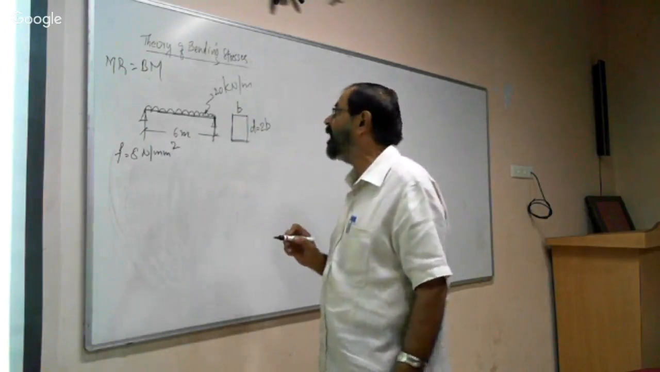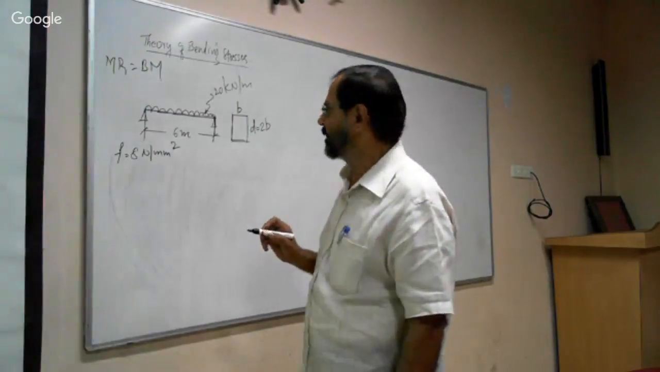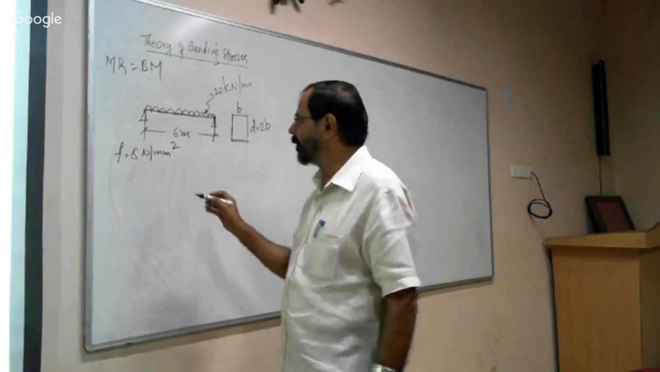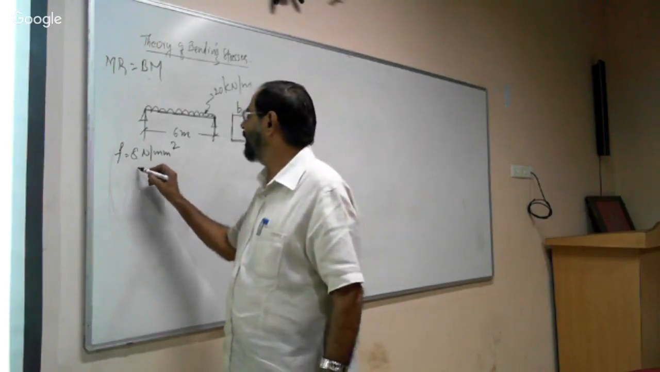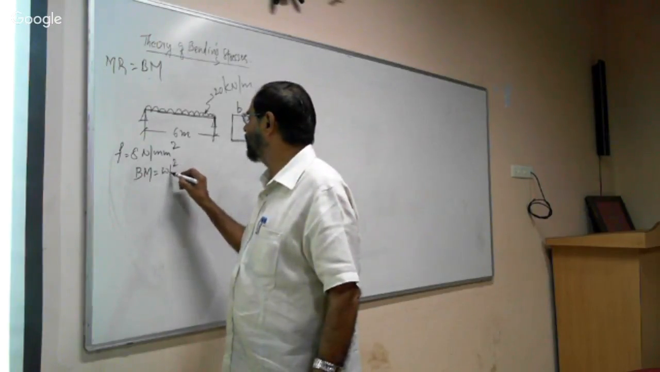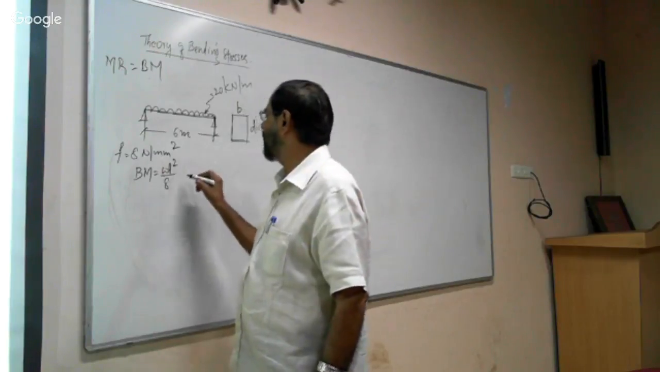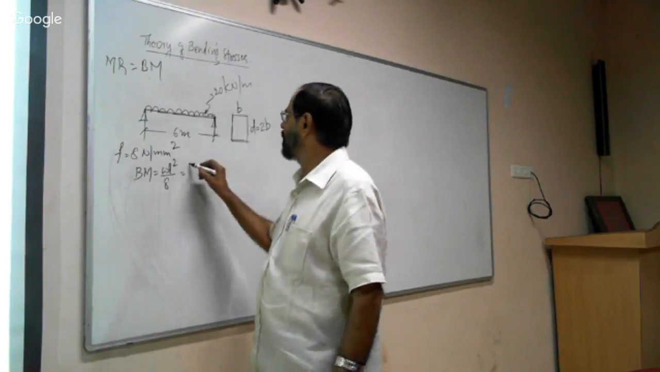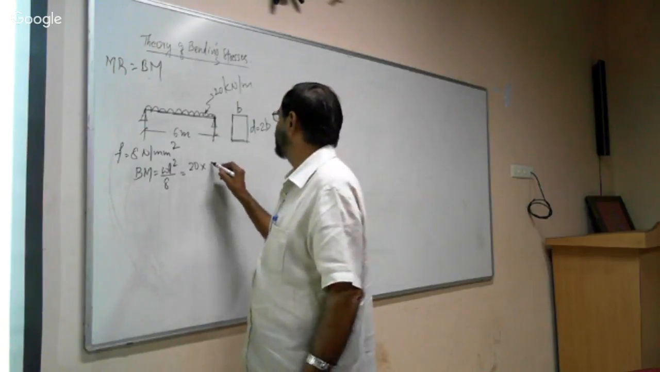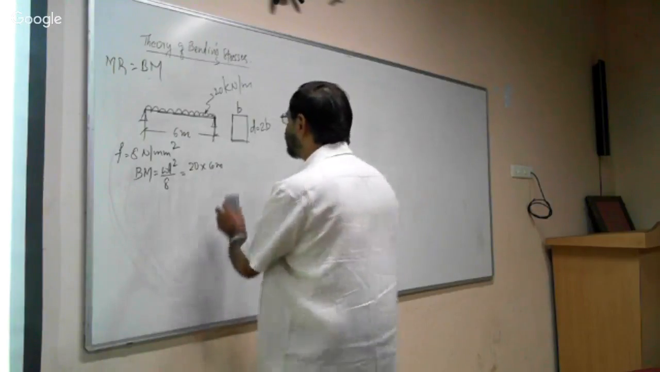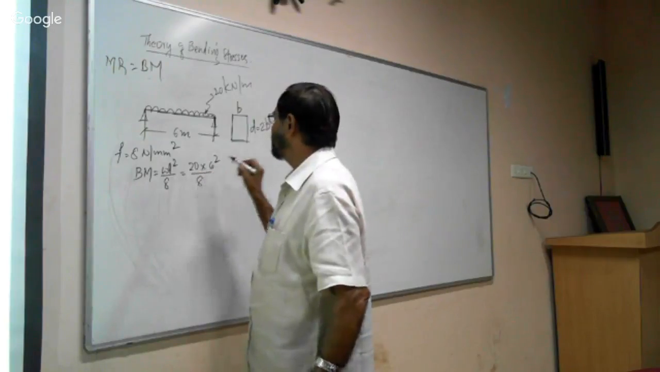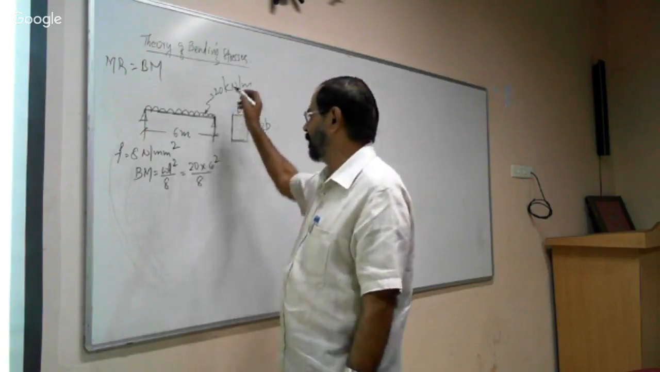Now we need to calculate B and D, that is the size of the beam to resist this load. First let us calculate the bending moment. Bending moment is equal to WL square by 8. W is given as 20 kilonewton, multiplied by L, where L is 6 meter, 6 square divided by 8. So this is the value of the bending moment due to the load.